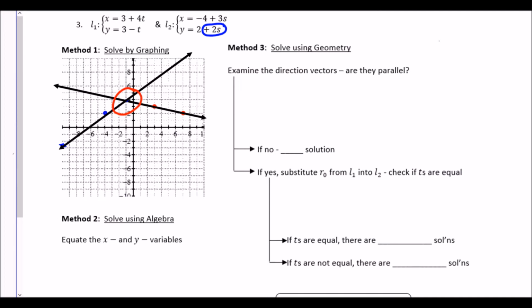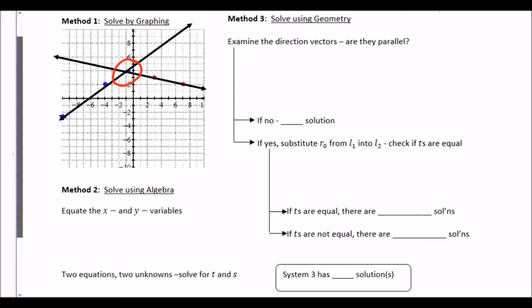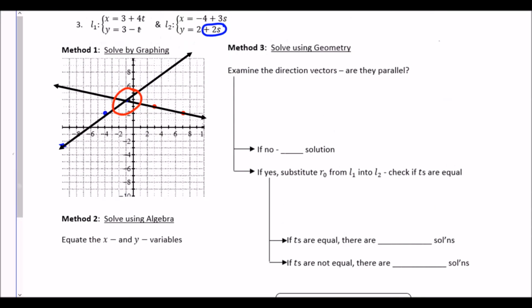Solve using algebra, equate the x and y. So here I'm going to have 3 plus 4t, I'll write it here, is equal to negative 4 plus 3s. All right, so I'll bring the 3s over here, so I get 4t minus 3s is equal to, bring this 3 over, so I get negative 7. There's my first equation, that's the x's.